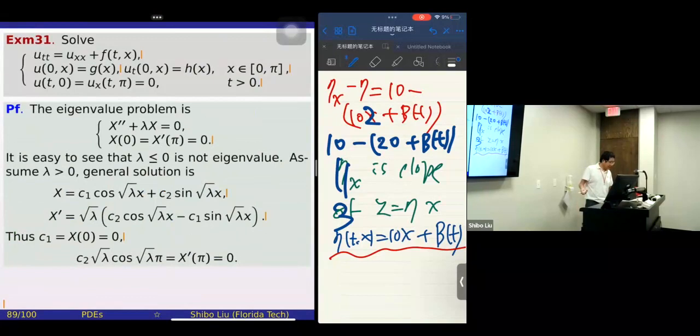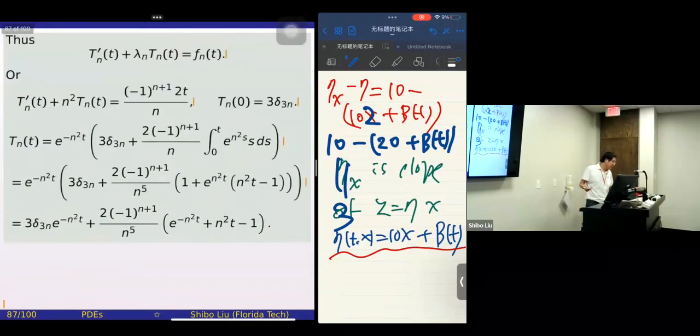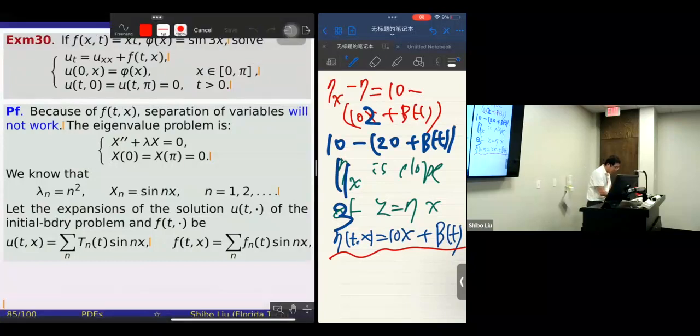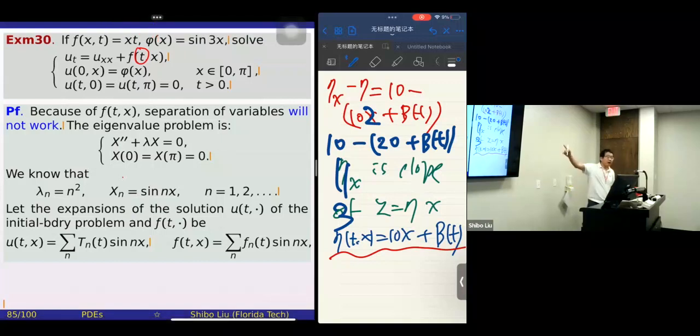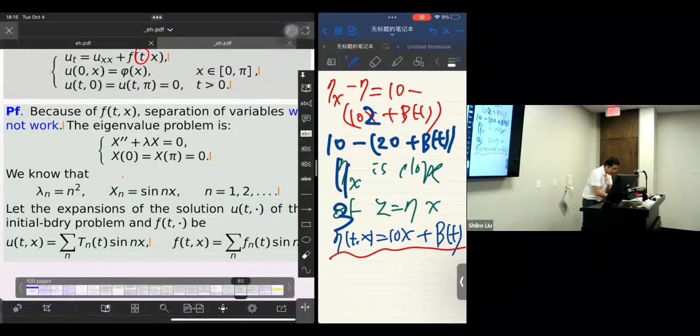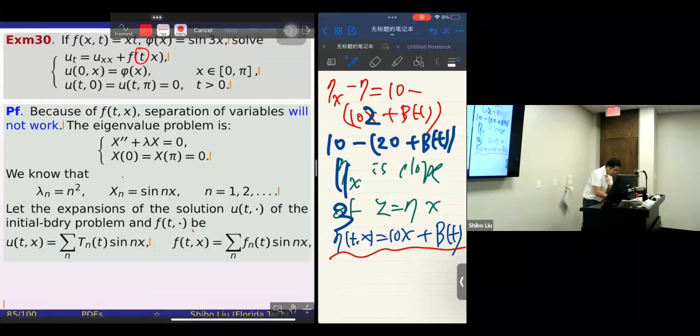Actually, after today, we should know that this is not necessary. Even if the equation is homogeneous, for example, your f here is 0, our method still works, right? The difference is that because f is 0, this is also 0. Therefore, every f_n is 0.